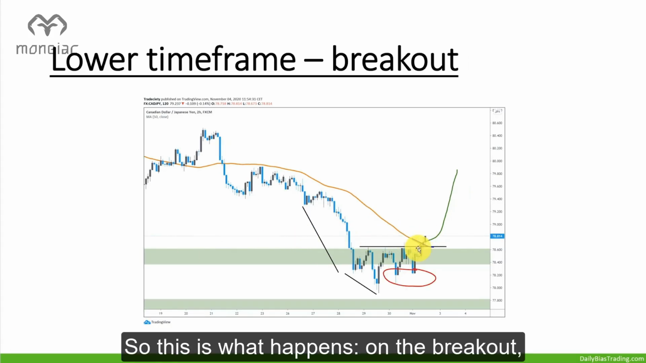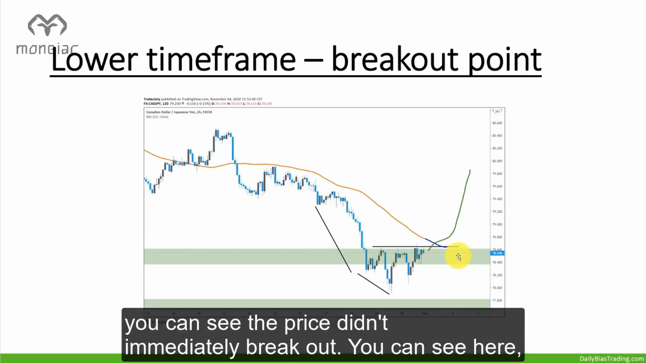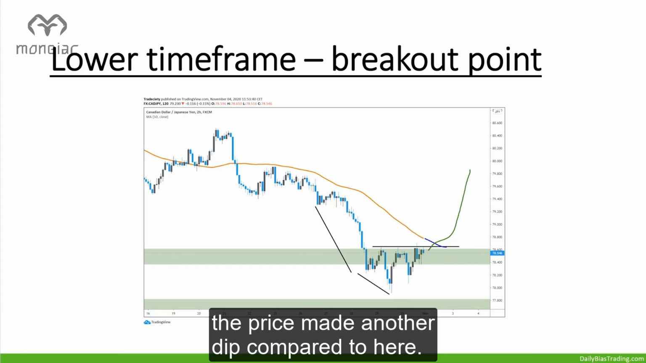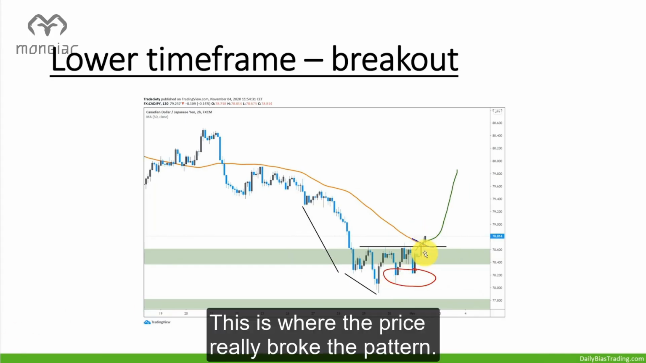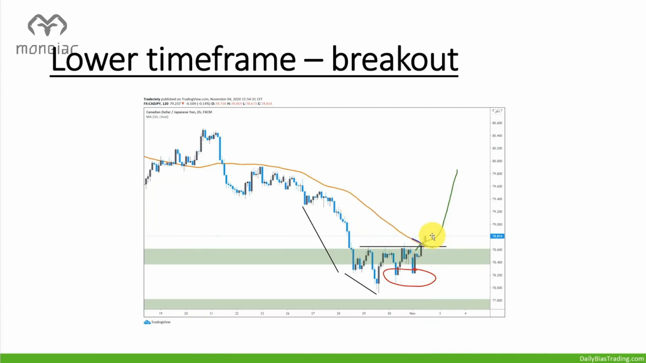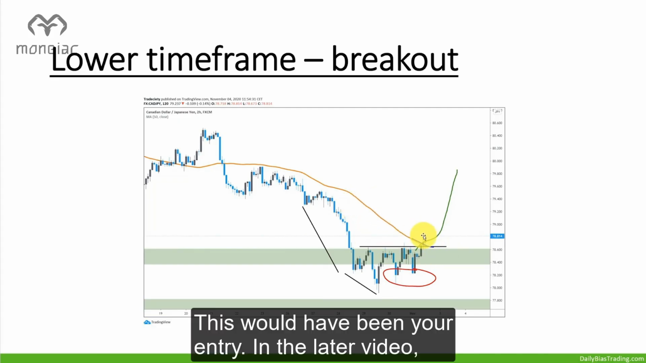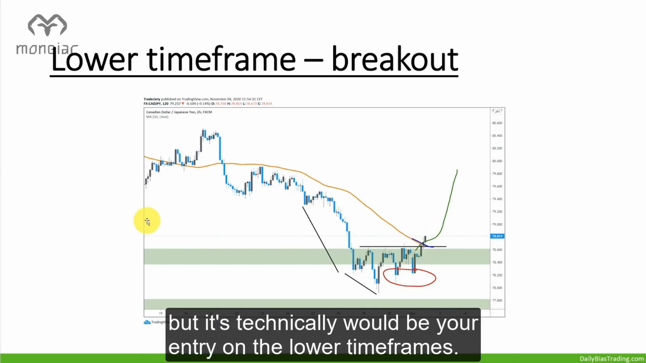So this is what happens on the breakout. You can see the price didn't immediately break out. You can see here the price made another dip compared to here, and then the breakout happened afterwards. This is where the price really broke the pattern. This is where the price broke the moving average. This would have been your entry. In a later video, I will show you exactly how to place your stop loss and your target as well. But this technically would be your entry on the lower time frames.